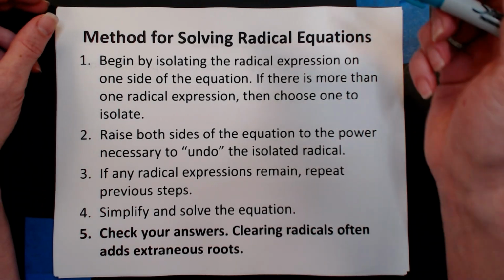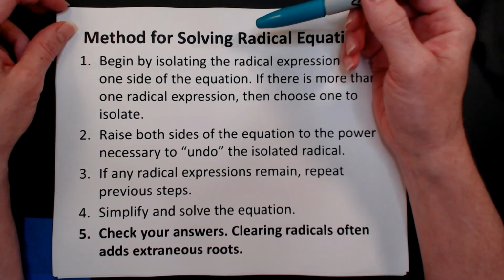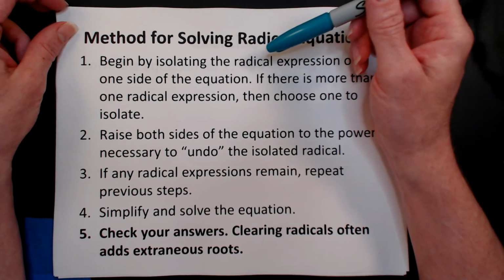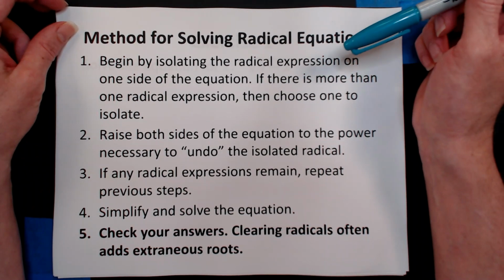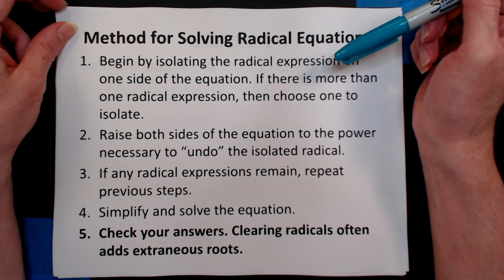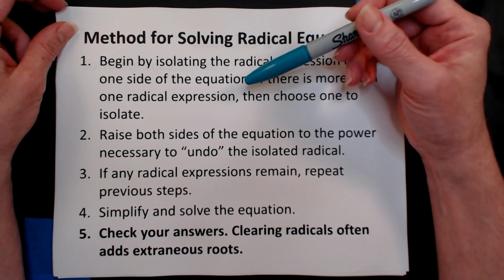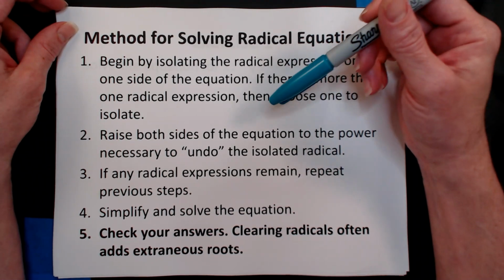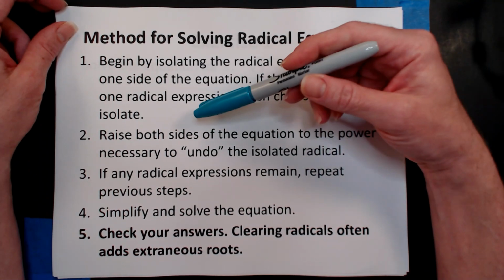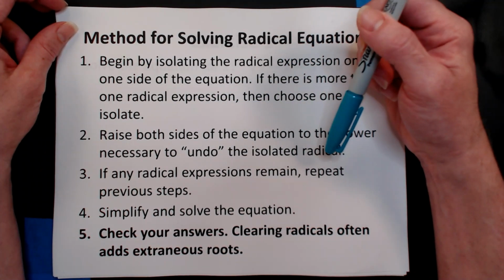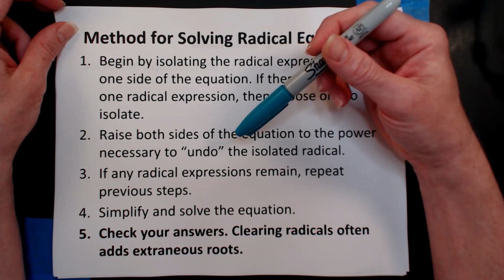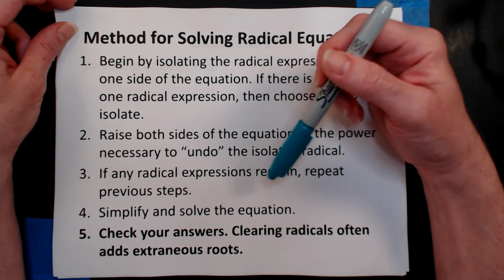A method for solving radical equations: we begin by isolating the radical expression on one side of the equation. If there's more than one radical expression, then choose one to isolate. Raise both sides of the equation to the power necessary to undo the isolated radical. If any radical expressions remain, repeat the previous steps. We simplify and solve the equation, and we check our answers.